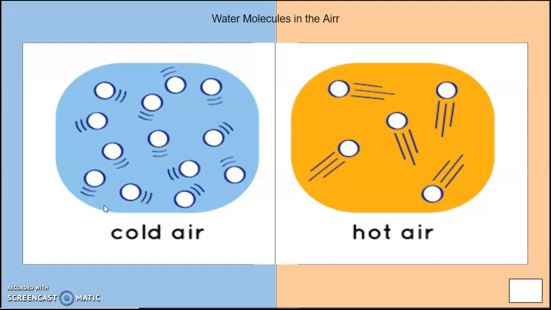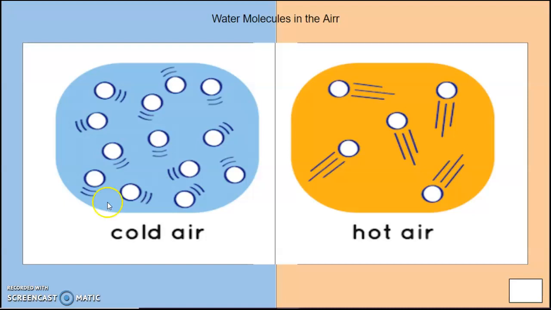They're going to move a little bit less. They're going to be more condensed. That's why we say that cold air is more dense and it sinks and causes more pressure, compared to warm air that is less dense, rises, and has a low pressure.